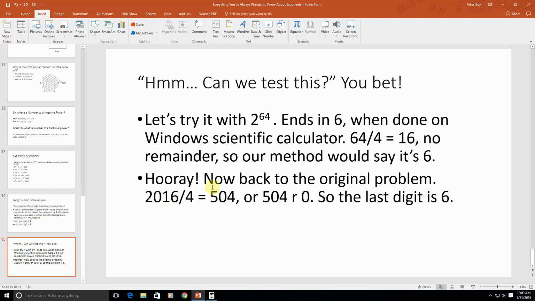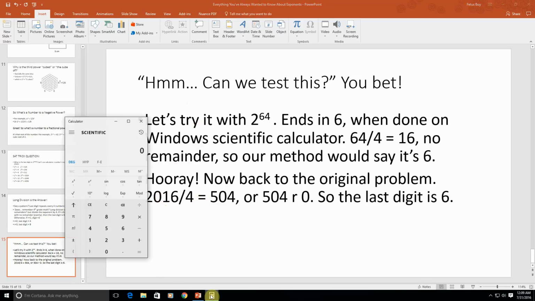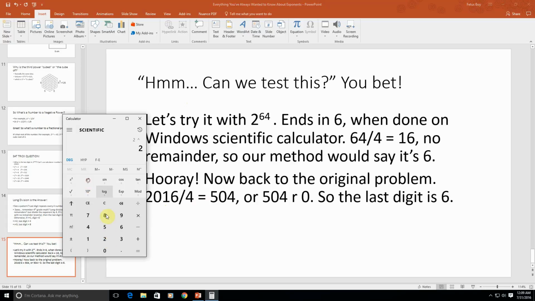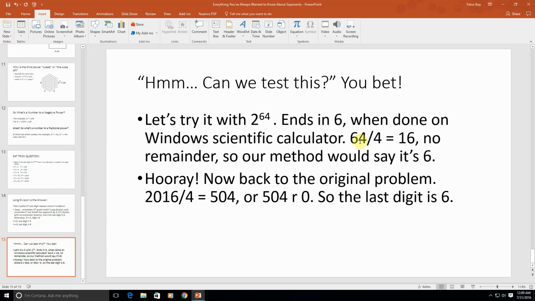So, can we test this? You bet. Let's take a number that we can actually check, but still pretty big. So here's 2. We're going to take it to the 64th power. We get whatever that is, it ends in a 6. That's 18 times a very large power of 10. So, well, let's see. That's hundred thousands, that's millions, that's billions, that's trillions, that's quadrillions, so 18 quintillion, I believe that is. Anyway, hooray! Once we figured that out, we see 64 over 4 equals 16, so there's no remainder, so our method would say the last digit is equal to 6.